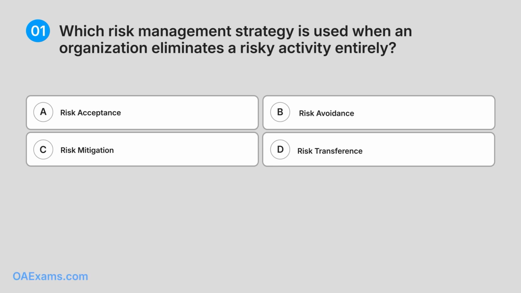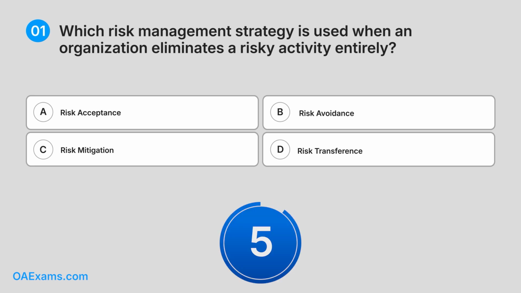One. Which risk management strategy is used when an organization eliminates a risky activity entirely? A. Risk acceptance. B. Risk avoidance. C. Risk mitigation. D. Risk transference. What do you think is the answer?